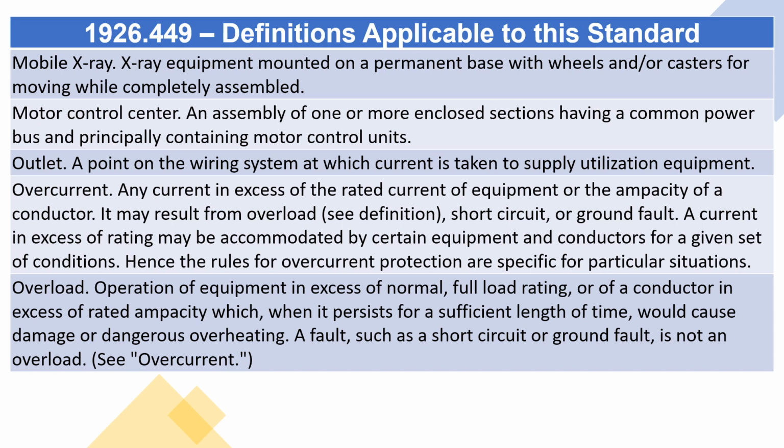Motor Control Center. An assembly of one or more enclosed sections having a common power bus and principally containing motor control units. Outlet. A point on the wiring system at which current is taken to supply utilization equipment. Overcurrent. Any current in excess of the rated current of equipment or the ampacity of a conductor. It may result from overload, see definition, short circuit, or ground fault. A current in excess of rating may be accommodated by certain equipment and conductors for a given set of conditions. Hence, the rules for overcurrent protection are specific for particular situations.